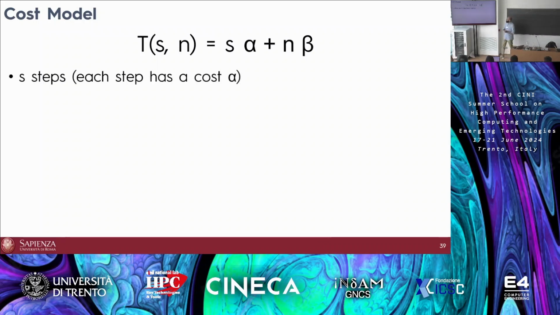Now, each step has a cost that we call alpha. Imagine this as the network overhead we discussed before: the time that you need to interact with your NIC or the operating system and ask it to transmit the data. That's a constant overhead, which does not depend on the number of bytes that you send. If you send 1 byte, you have an overhead of alpha. If you send 1 gigabyte, you still have an overhead of alpha. It's just a setup time, which is independent of the message.